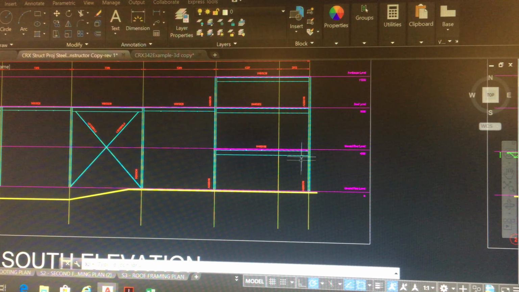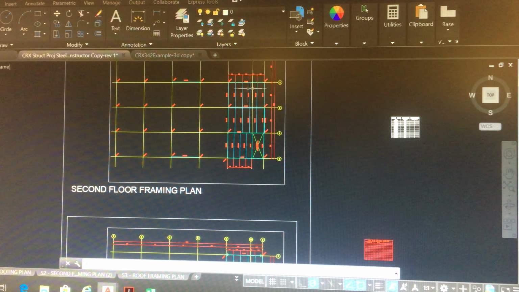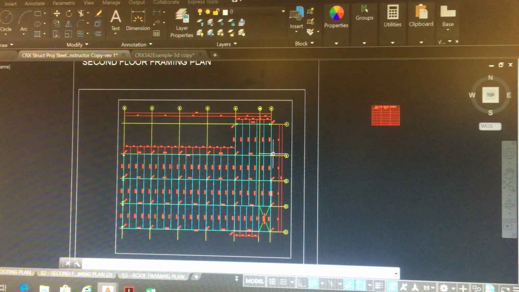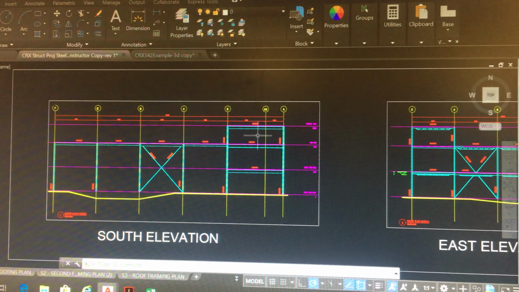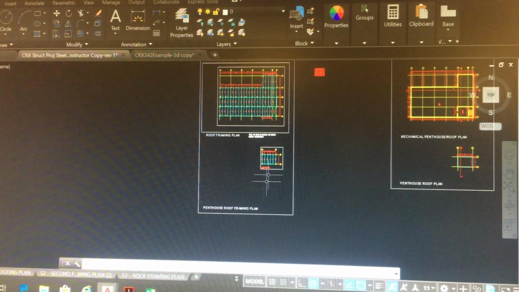On the first floor, I just have one beam because the first floor just has this portion over here. Then on the second floor, I have 1, 2, 3, 4, 5 beams that need to be displayed there. And on the third floor, just one beam again, which is this one over here.